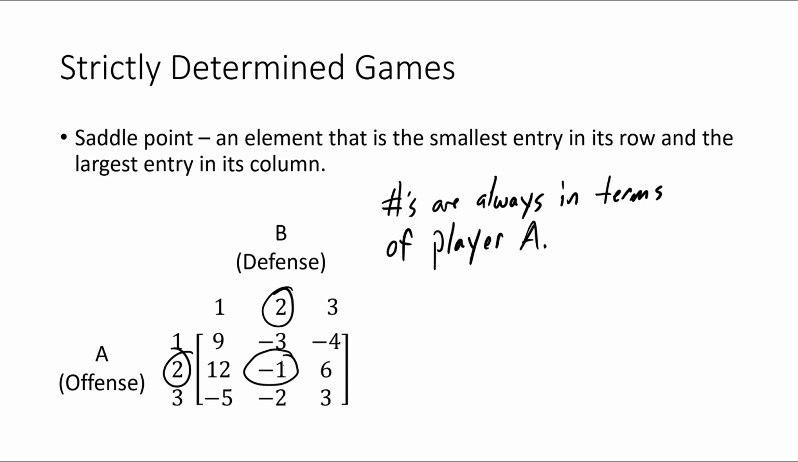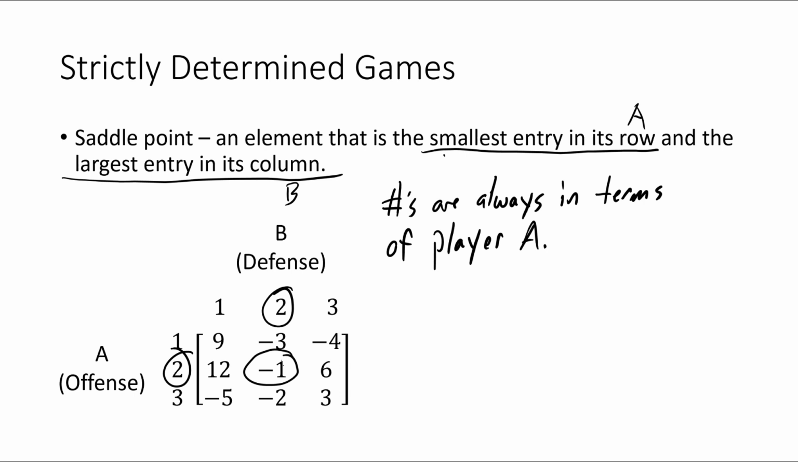And that's why it says, a saddle point is an element that's the smallest entry in its row. So row, that's player A. So A is the row player. Smallest entry in a row, that's the worst value in the row for Team A because they want larger values. They don't like smaller values. Largest entry in its column, so column player is Team B. Large values are bad for Team B. So that means that's the worst value in that column for Team B. So it's kind of this balancing point of it being a mixture between a bad value and a good value. It's just a balancing point.